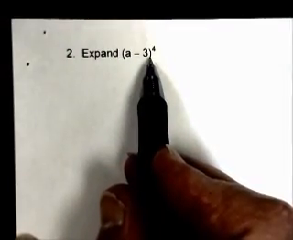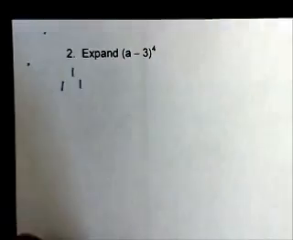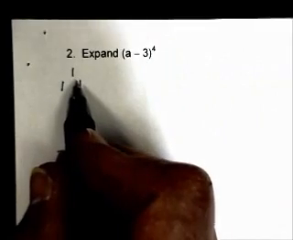Let's look at the next one. We want to expand a minus 3 raised to the 4th power. Okay, well, I'm raising to the 4th power, so I need Pascal's triangle. I start with a triangle in the form of 3 ones. All right, because Pascal's triangle is not given to you.